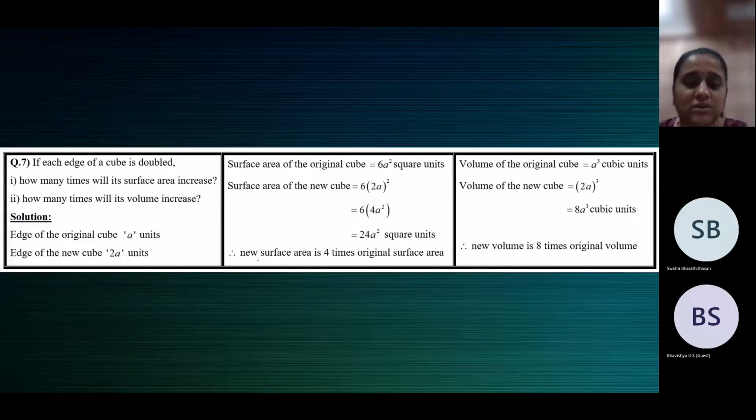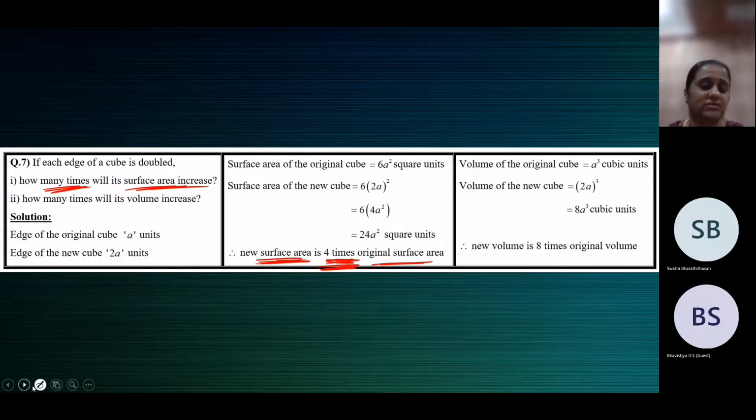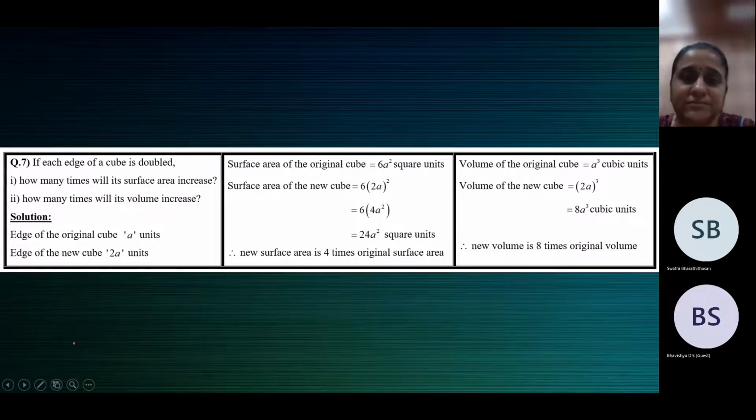Is that correct, children? How many times will the surface area increase? The new surface area is 4 times. It increases by 4 times. The new surface area is 4 times the original surface area. Is that fine, children? Yes, ma'am.